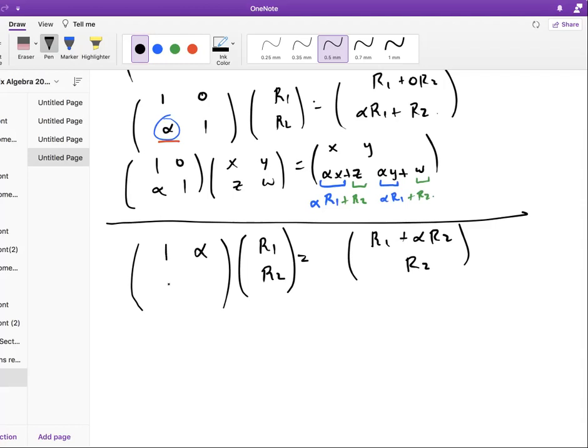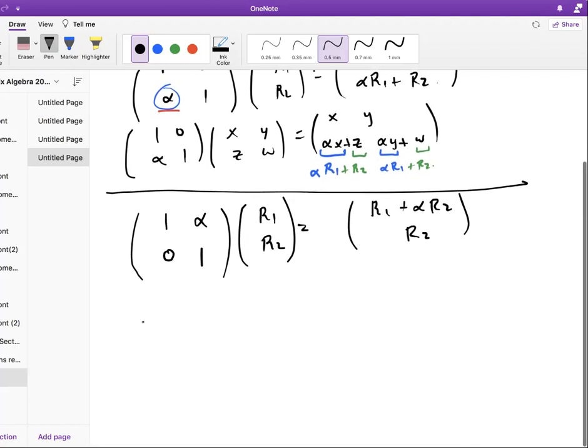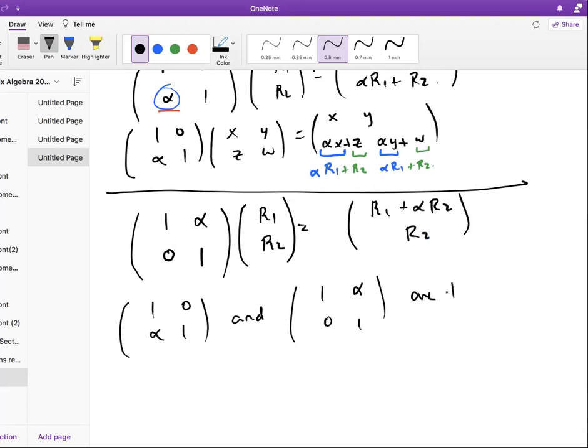One alpha, yeah, 0, 1. Good. So those are type 3 operations.